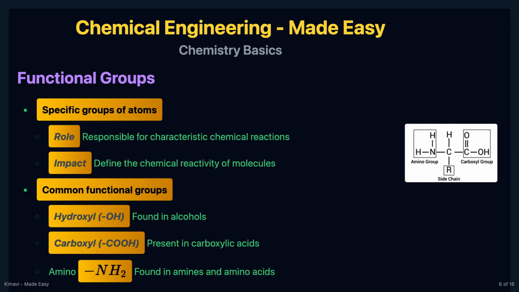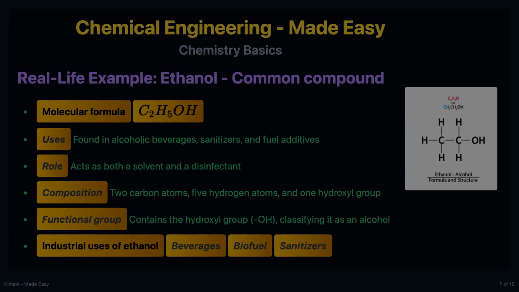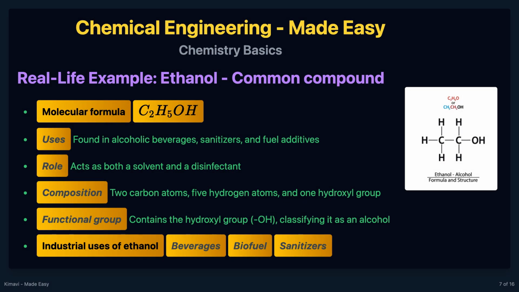Functional groups are specific groups of atoms within molecules that are responsible for the characteristic chemical reactions of those molecules. Some common functional groups include the hydroxyl group, represented as OH, found in alcohols like ethanol, C2H5OH; the carboxyl group, represented as COOH, found in carboxylic acids like acetic acid, CH3COOH; and the amino group, represented as NH2, found in amines like methylamine, CH3NH2. Ethanol, C2H5OH, is a common organic compound used in alcoholic beverages, hand sanitizers, and as a fuel additive. Its structure includes a hydroxyl group, making it an alcohol.